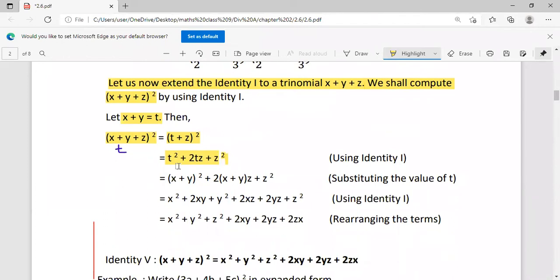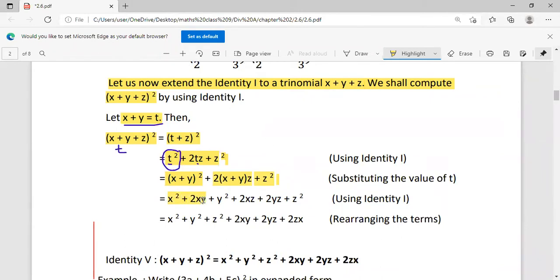Then again, now what are we doing? Now we are re-substituting. Instead of the letter t, we are writing x plus y, because we have already written x plus y is equal to t. So we get x plus y whole square plus 2 into x plus y into z plus z squared. Again, we know what x plus y whole square is. We are just expanding it.